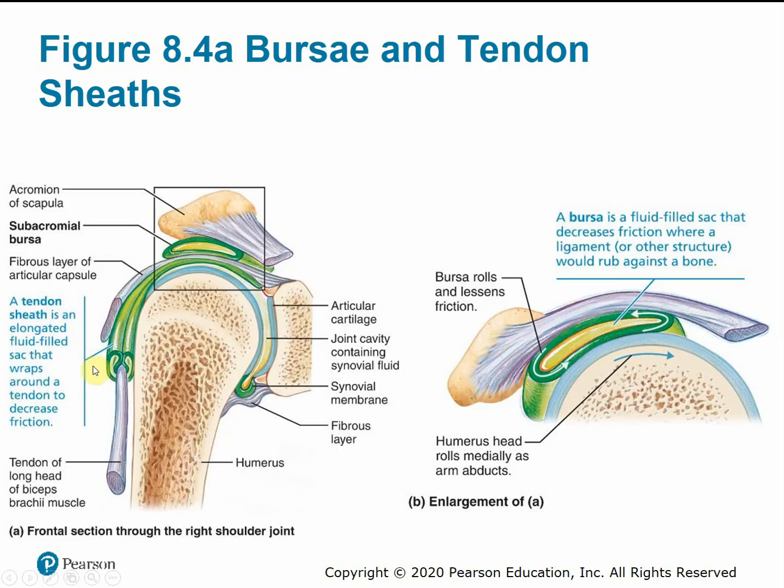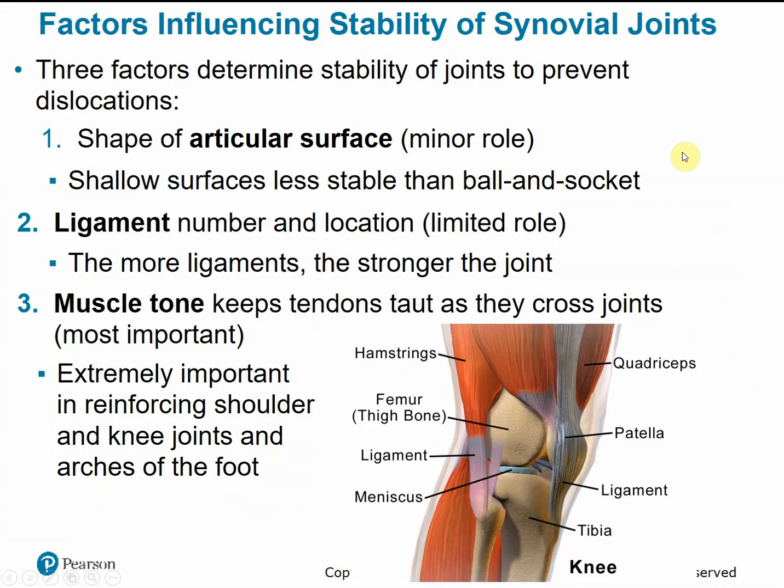Then you can see the tendon sheath is essentially the same as a bursae. It's just an elongated sheath that's going to wrap around our tendon and help cushion it as the bone and the joint move. 3 factors can determine the stability of our synovial joints and help prevent them from dislocating.